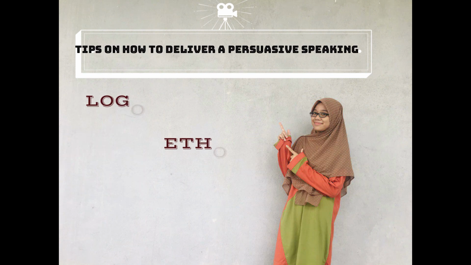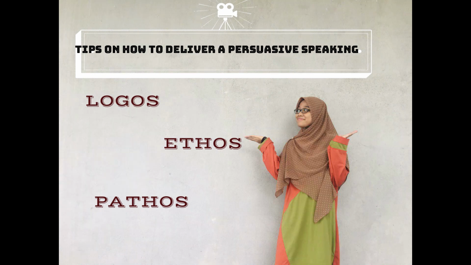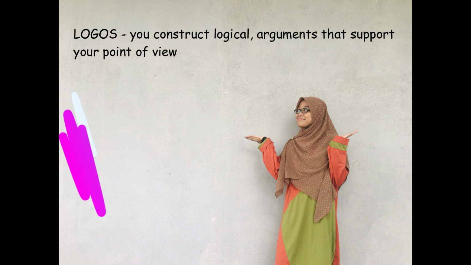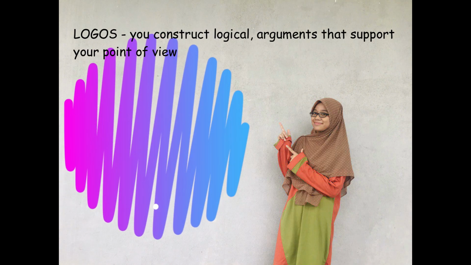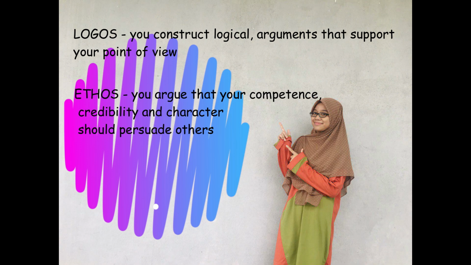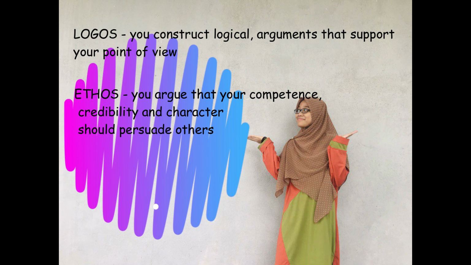Okay, we are talking about how to create a great persuasive speaking. And we have to take a look at three different kinds of appeals, and it is logos, ethos, and pathos. The meaning of logos is you construct logical arguments that support your point of view. The meaning of ethos, you argue that your competence, credibility, and character should persuade others.